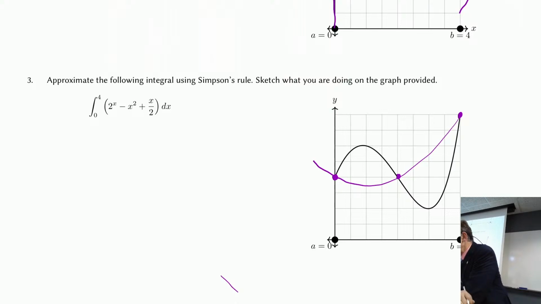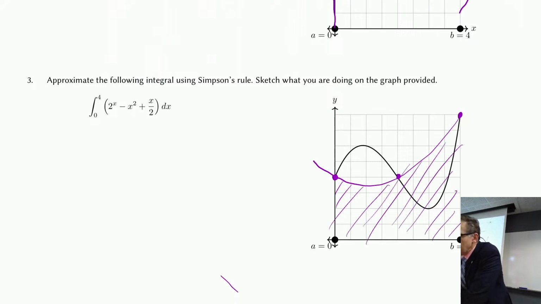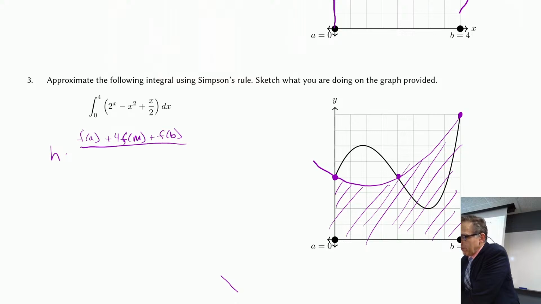I don't know if that's exactly what that parabola would look like, but I'm going to go with that. And that's the area that I'm shading. This one's going to be a little harder to compute, but there's a nice formula for it. So we do h times, you've got f of a plus 4 times f of the midpoint, I'll just put m there, plus f of b all over 6.